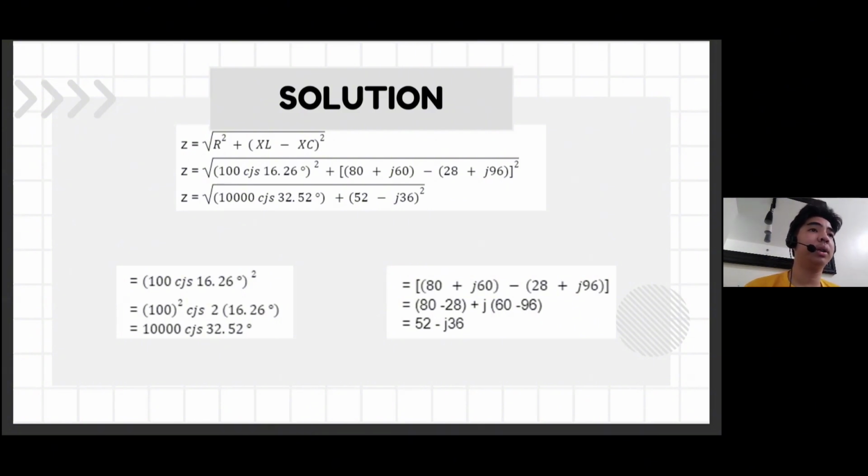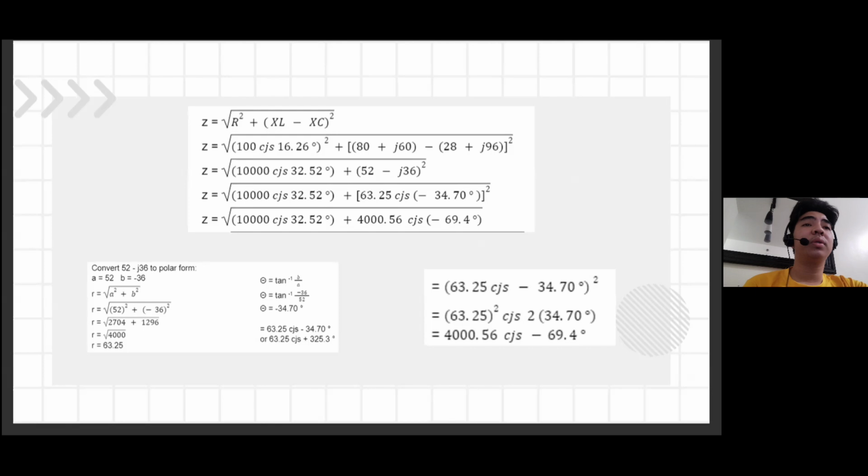We also have to consider the rule of adding complex numbers, wherein we simply add the real parts and add the imaginary parts separately. We get 52 minus j36. With that, we'll get Z equals square root of 10,000 cis 32.52 degrees plus 52 minus j36 squared. Before we continue, we need first to convert 52 minus j36 to polar form. To convert that, we need to use the Pythagorean theorem, R equals square root of a squared plus b squared.